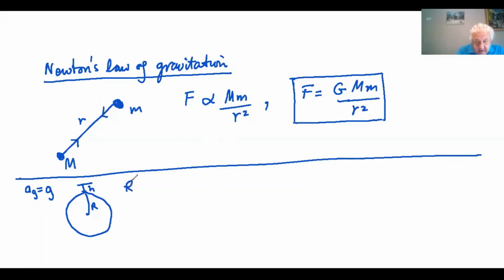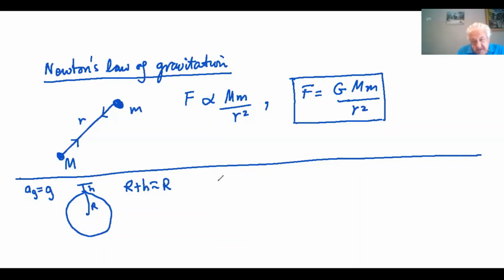We can also approximate if an object is just above the Earth at a small height. The radius of the Earth is quite huge, so a small height, a few meters, 10 meters, 30 meters, is very small. So to a good approximation, we can approximate all of this by the radius of the Earth.